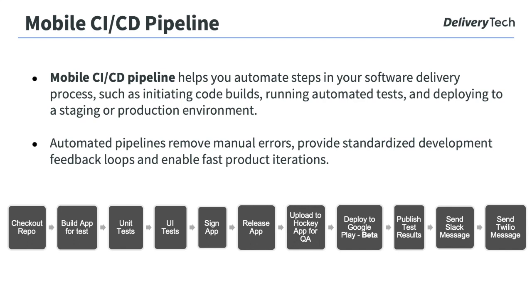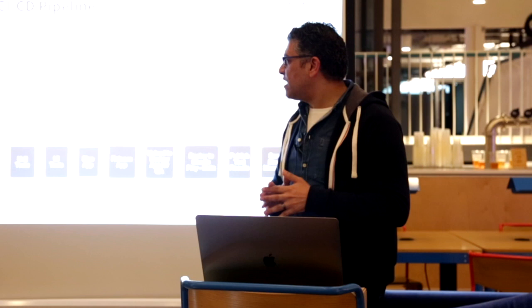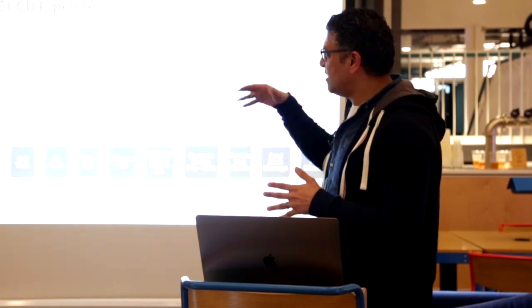Automated pipelines remove manual errors, because we automate all the stages in the process. They also provide standardized deployment. Now we have a standard pipeline, all of us know about it, and all of us work with it. And we can also get feedback faster from the product team or from the clients. So this is one example of a mobile CI/CD pipeline.